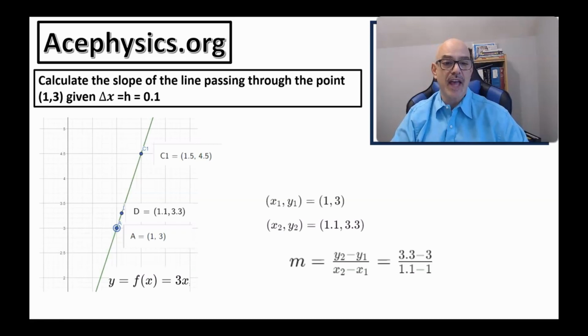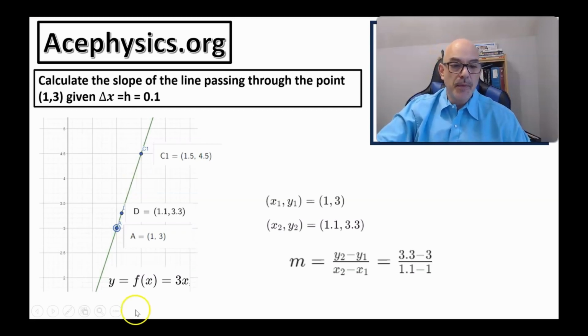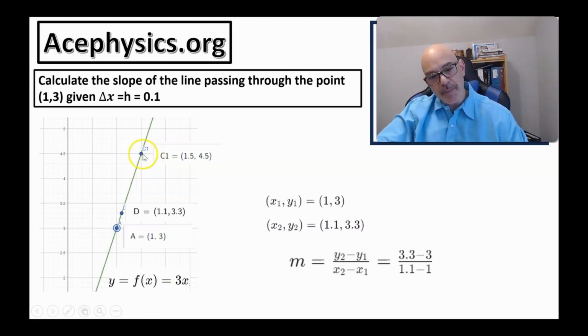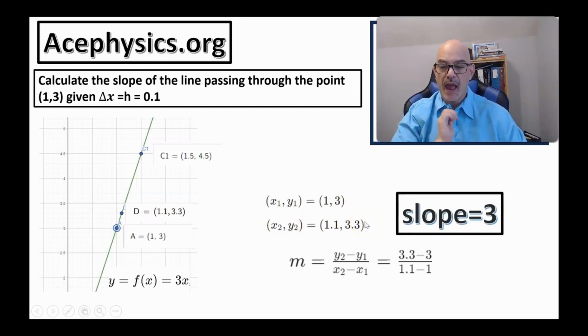Now let's calculate the slope of the line passing through the point (1, 3), but here we're going to use delta x equal to 0.1. In the previous example, we had C1 here, but now we're moving closer and we're going to use the point D. So x1, y1 is still (1, 3), x2 is 1.1, y2 is 3.3, and the slope is 3 once again.